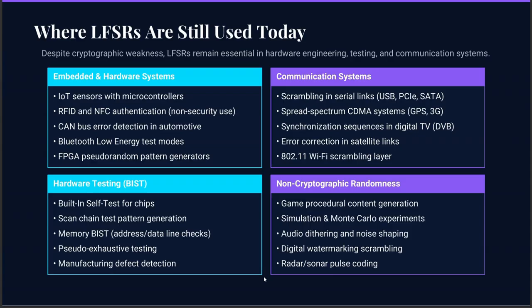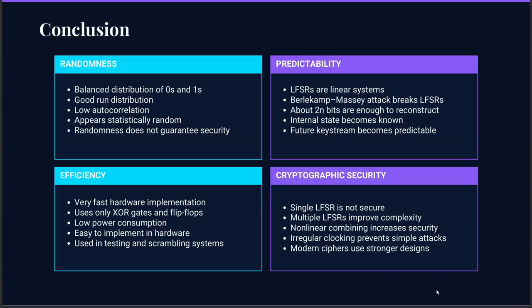So, let us conclude this episode: LFSRs are mathematically elegant, hardware efficient, and statistically random. Their sequences satisfy most important randomness properties, but randomness does not guarantee security. Because LFSRs are linear, their output eventually becomes predictable. And once predictability appears, security collapses. This is why modern cryptography uses nonlinear constructions like ChaCha20, AES-CTR, and modern secure CSPRNGs.